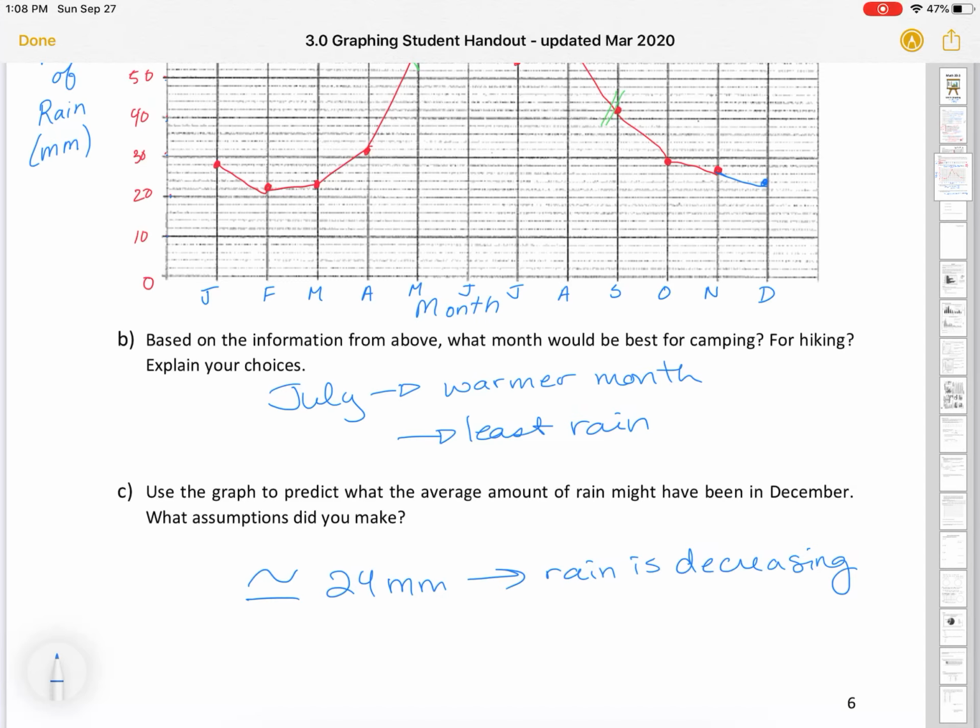Okay, so that is our first lesson for today. And then you're going to do some practice, and then later we're going to look specifically at coordinate graphs.